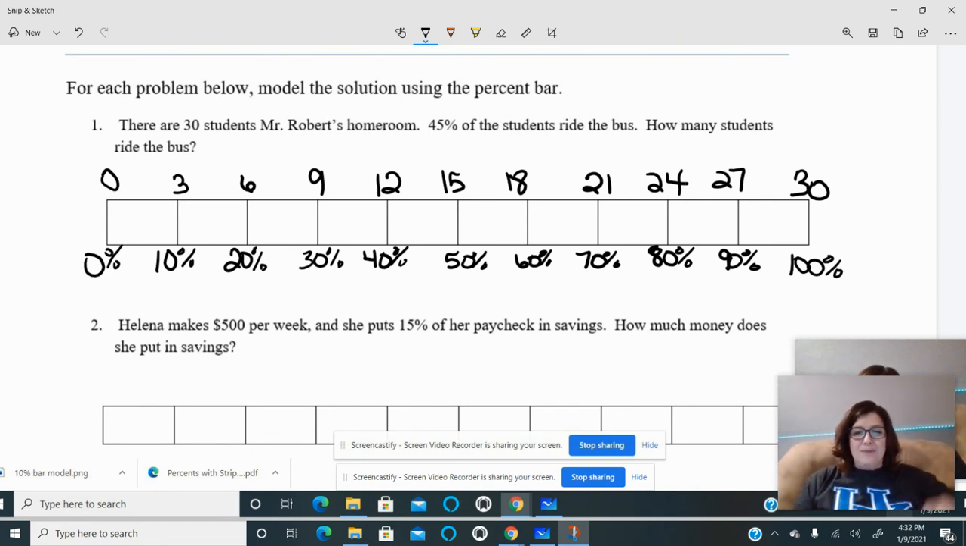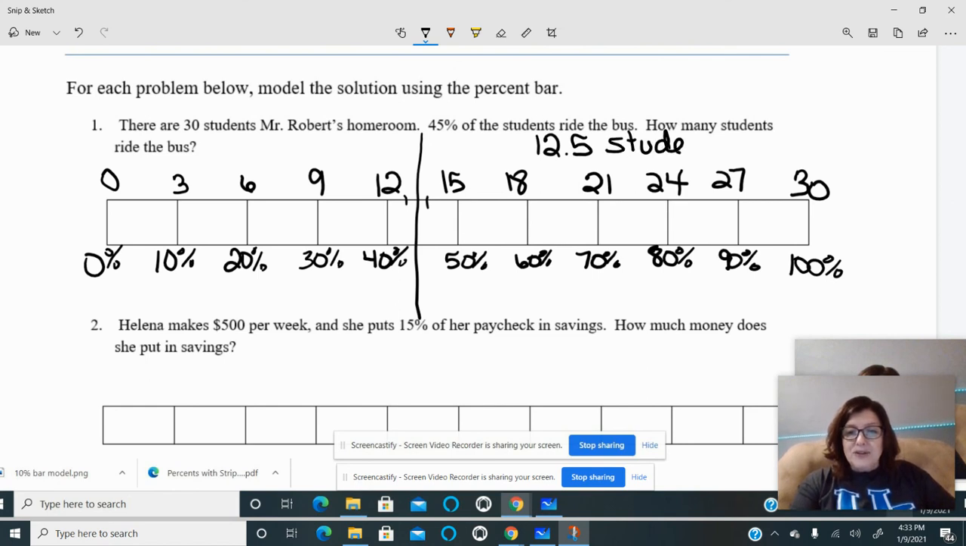So once we have this labeled, we're going to look for, it looks like 45%. So I have to look at 45%, which is halfway between 40 and 50. So you have to think about halfway between 12 and 15. Okay, if this is 12 and this is 15. Go up a little bit. There's 13 and 14. It's going to be halfway between 13 and 14. Halfway between 13 and 14 is 12.5. So I'm going to go ahead and write my answer of 12.5 students.